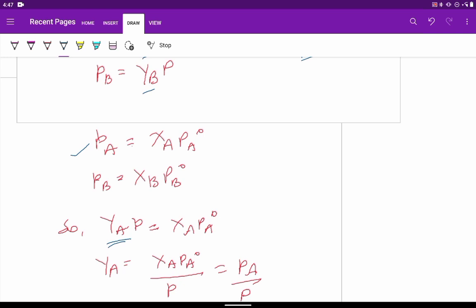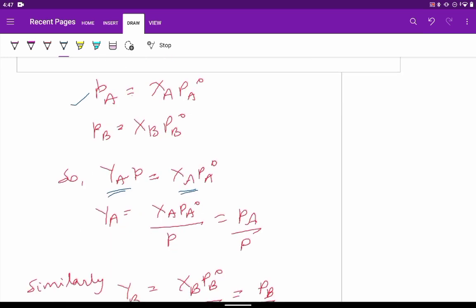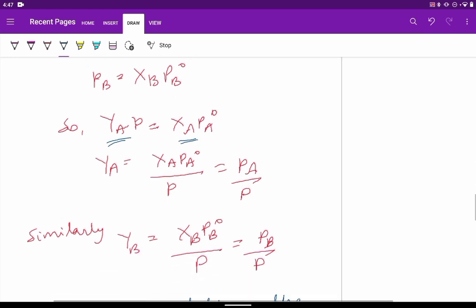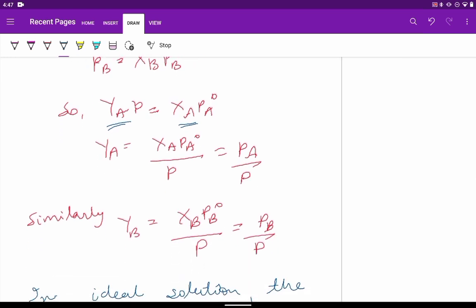So Ya into P will be equal to Xa into Pa naught. Xa is the mole fraction of A and Pa naught is the vapor pressure when component A is in pure state. Shifting P to the other side, we get Ya equal to Xa into Pa naught by P, that is Pa by P, the partial pressure of vapor A. Similarly, we get Yb is equal to Pb by P.